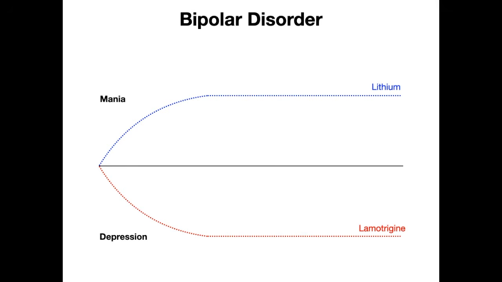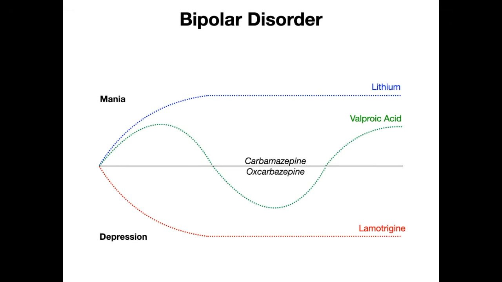There is a variant where there is a mixed or rapid cycling bipolar disorder where the patient actually experiences alternating mania and depression, and those patients are better treated with valproic acid. So these are the three main mood stabilizers that we utilize, and then of course there's carbamazepine and oxcarbazepine, which don't necessarily fit into a manic or depressive pole per se, but they're sort of used when these three aren't really getting a good response.